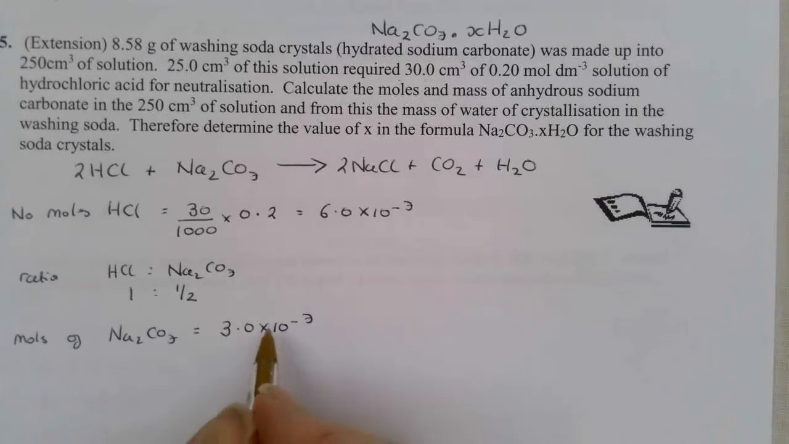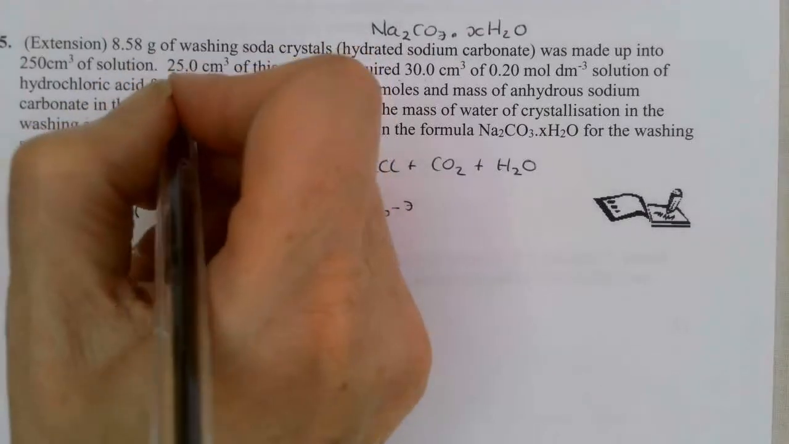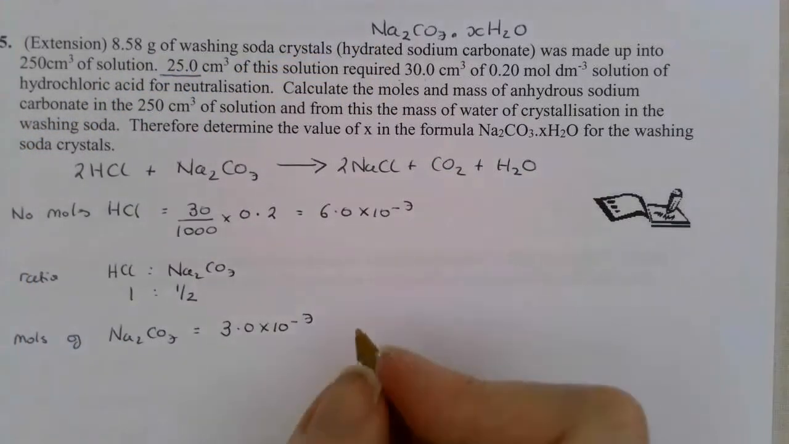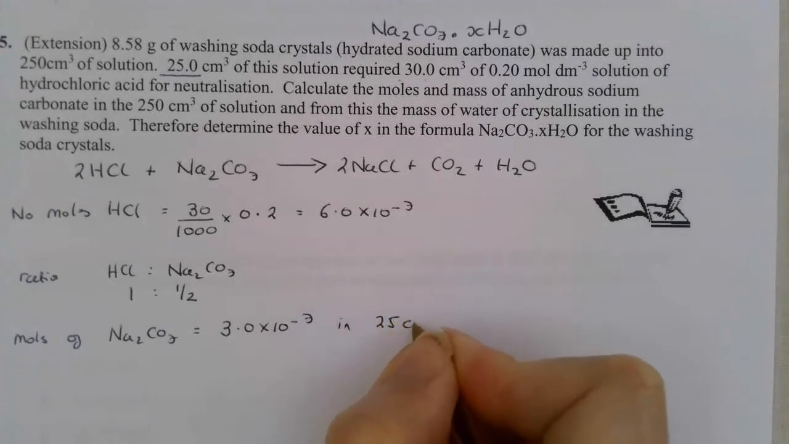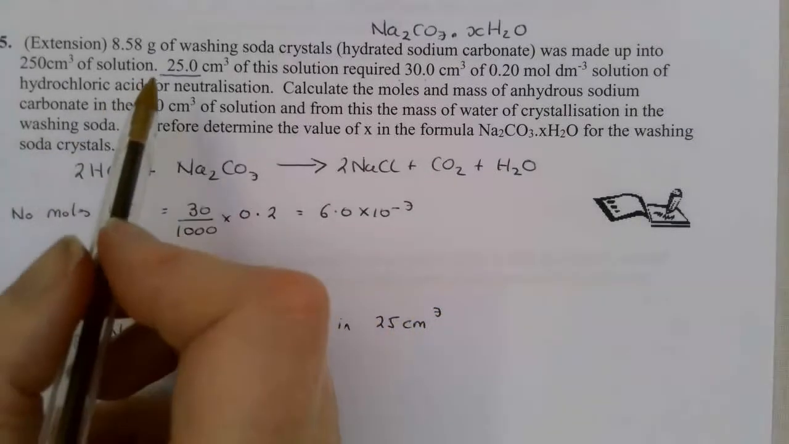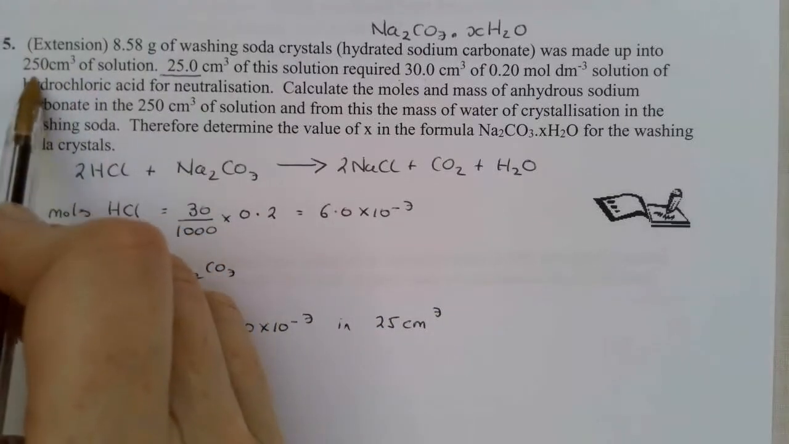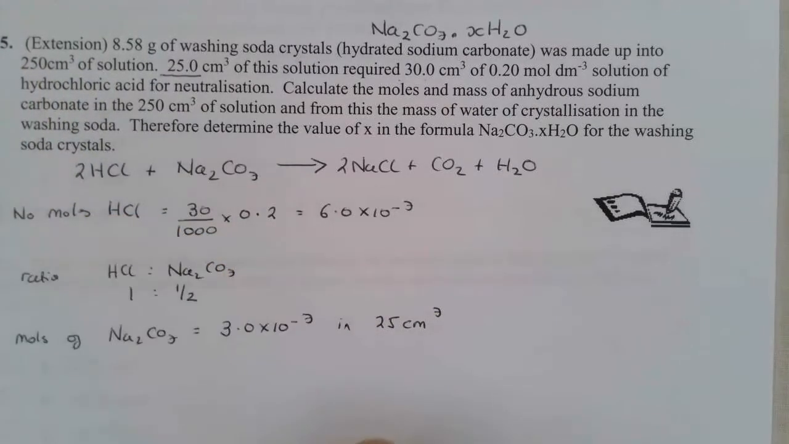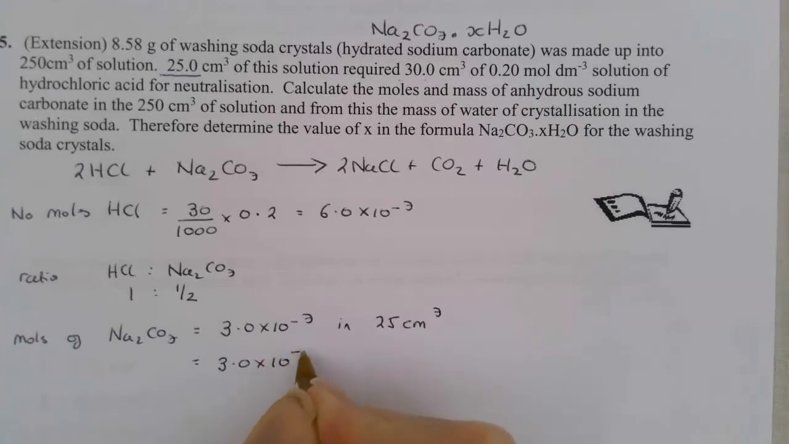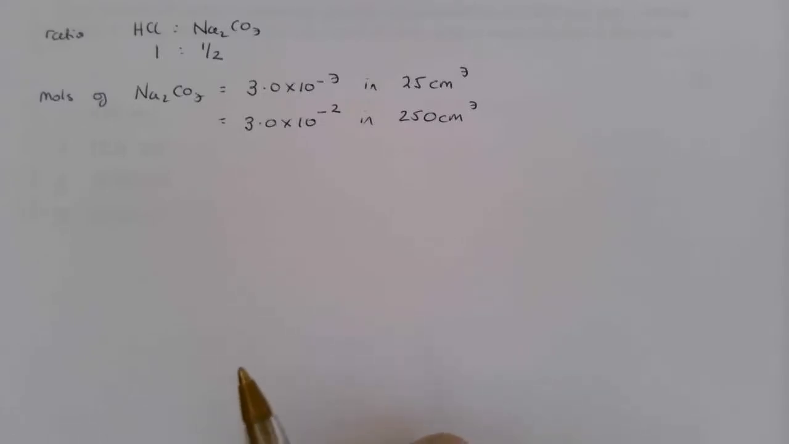Now, I need to be a little bit careful, and this is usually where students go wrong. This is in the 25 centimetre cubed, so it's always useful to put down the volumes. That came out of a solution of volume 250. So actually in the 250, I have 10 times that amount. So I actually have 3.0 times 10 to the minus 2 in my 250 centimetres cubed. So that's number of moles of pure Na2CO3.